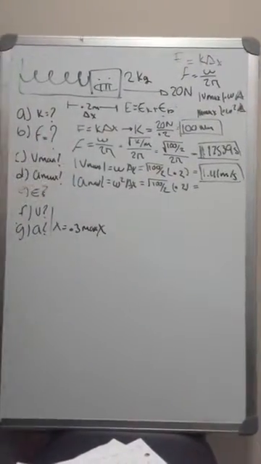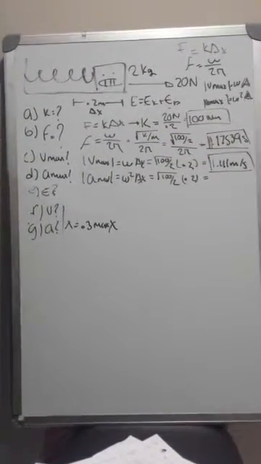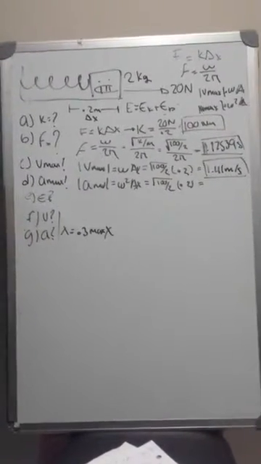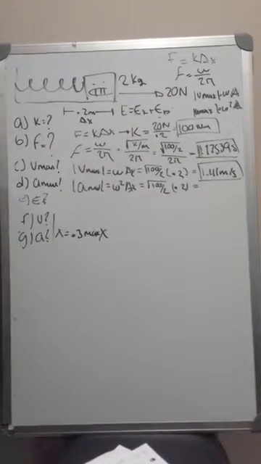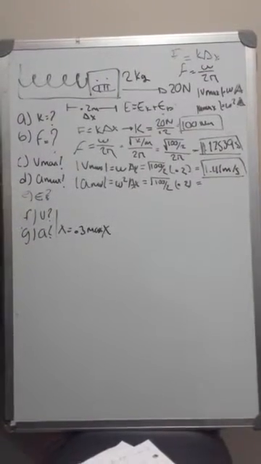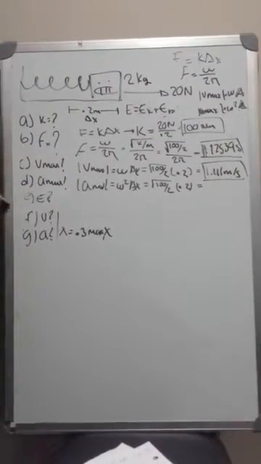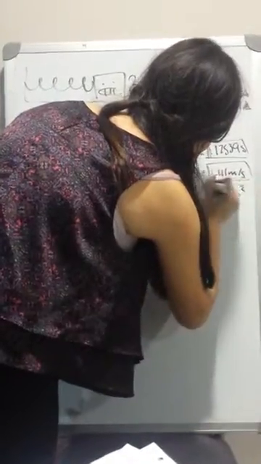Our maximum acceleration is going to be 100 divided by 2, times 0.2. It's going to be 10. I'm not sure. Okay, I think it's 10 meters per second squared, so that's the acceleration.